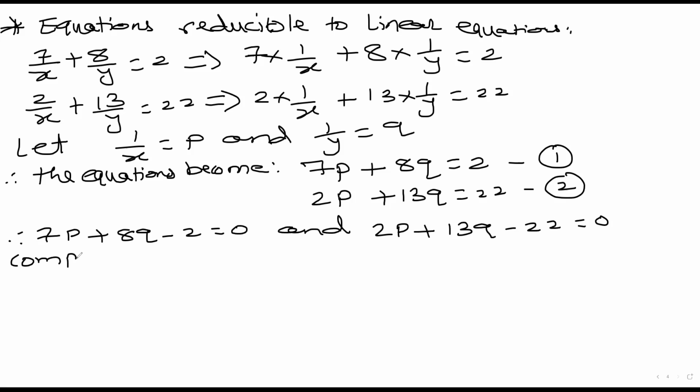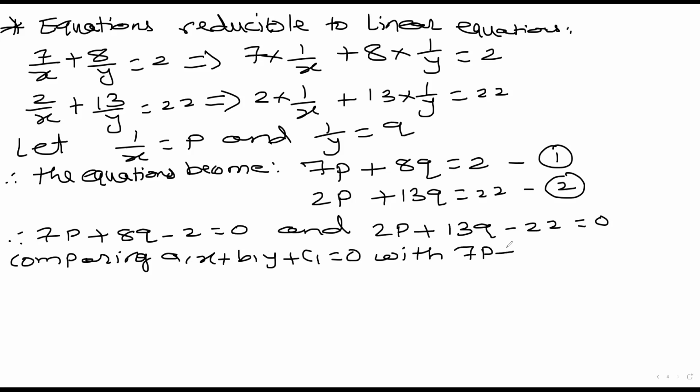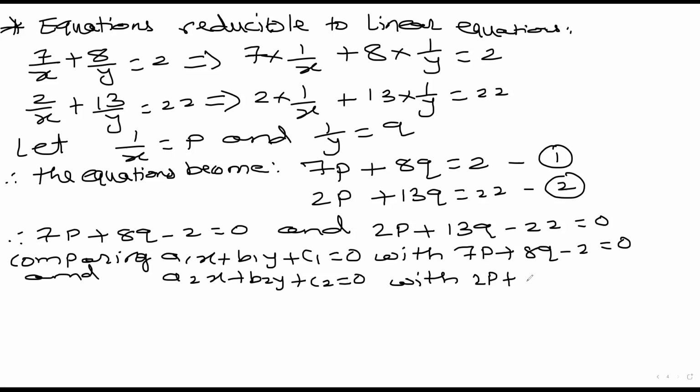Okay, so we will write comparing a1x plus b1y plus c1 equal to 0 with 7p plus 8q minus 2 equal to 0, and a2x plus b2y plus c2 is equal to 0 with 2p plus 13q minus 22 is equal to 0. Now, x and y is so synonymous, so you should avoid that. Here you have to write p and q, that's all. We don't have x and y, we will find x and y afterwards.